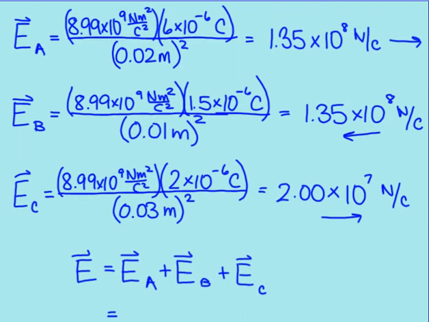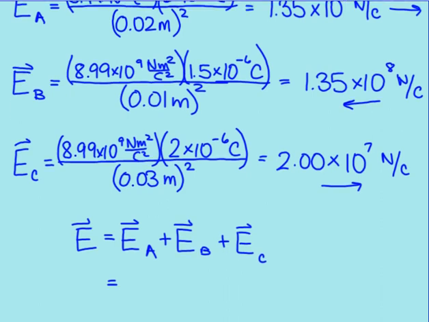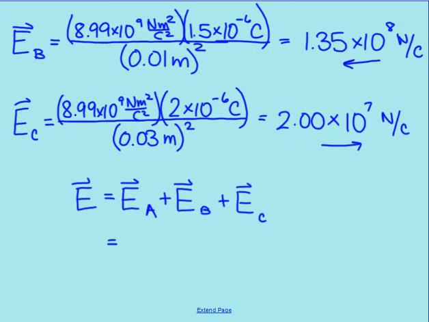Looking at my numbers, I notice that the field from A and the field from B are the same in magnitude and opposite in direction. That means when I add those two together, I get 0. So the total electric field is simply the electric field from C, or 2 times 10 to the 7th newtons per coulomb to the right.